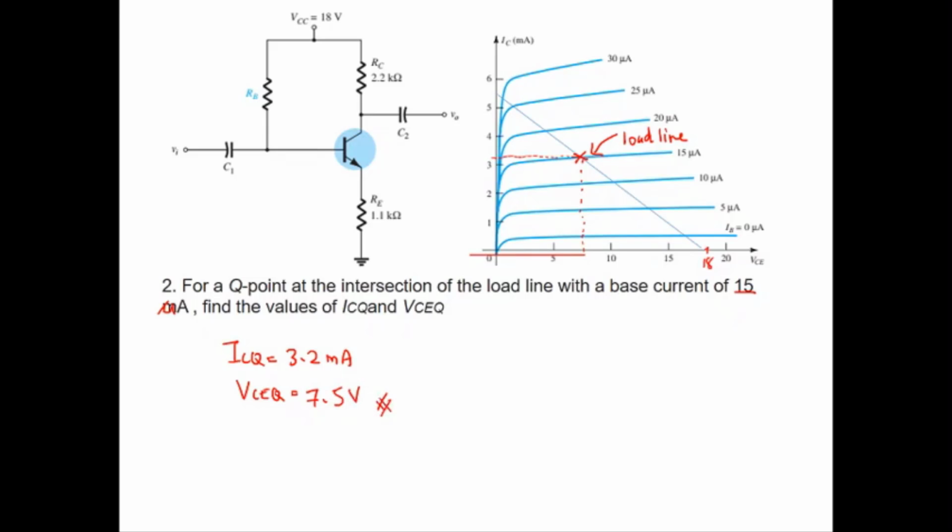Okay, in actual test or exam, if this type of question is given, there will be a proper plotted graph, so you can read the value more precisely. So this is the final answer for the second question. So just identify the intersecting point once you know the base current.